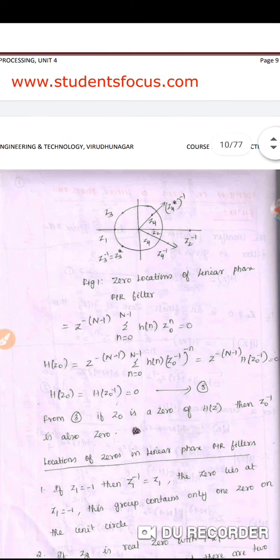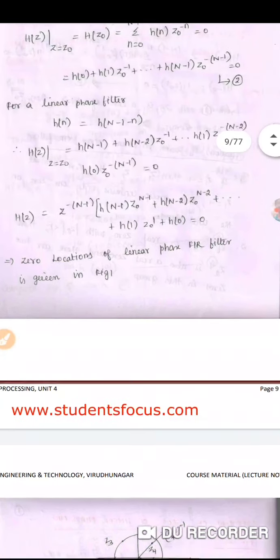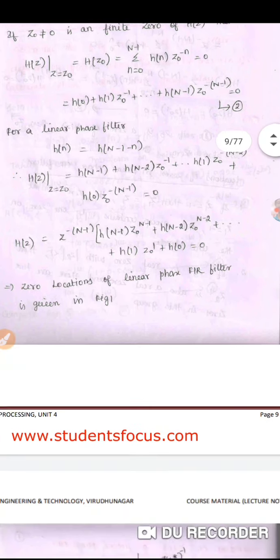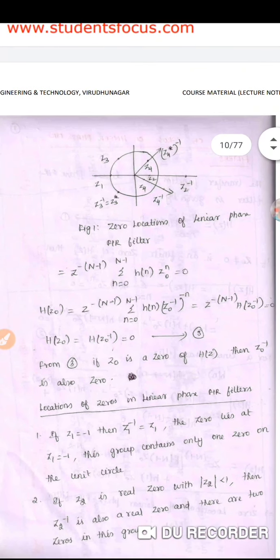From the above two equations, in the place of z naught, if you substitute z naught power minus 1, you will get the h of z naught equation. So from those two equations, h of z naught is equal to h of z naught power minus 1, which is equal to 0. That means if z naught is a zero of h of z, then z naught power minus 1 is also a zero.